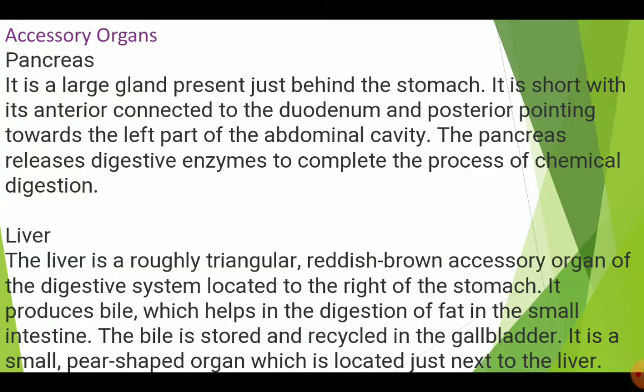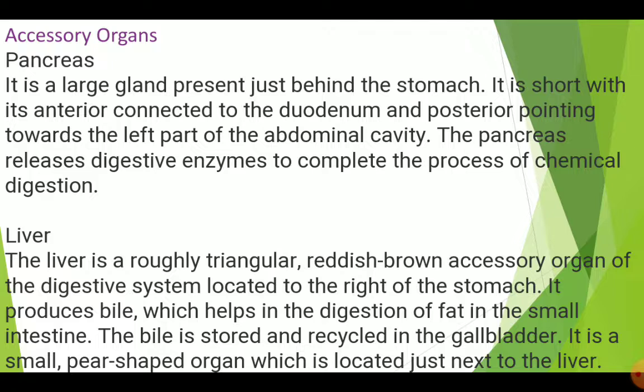Accessory organs. Pancreas. It is a large gland present just behind the stomach. It is short with its anterior connected to the duodenum and posterior pointing towards the left part of the abdominal cavity. The pancreas releases digestive enzymes to complete the process of chemical digestion.